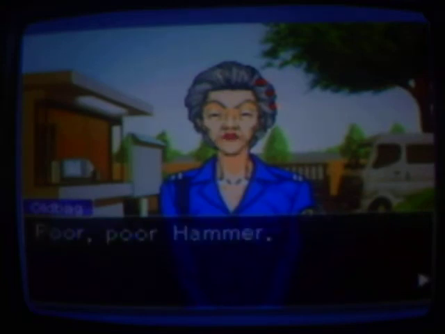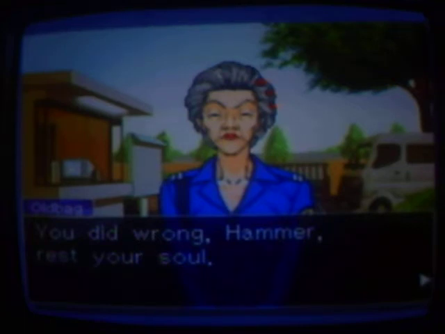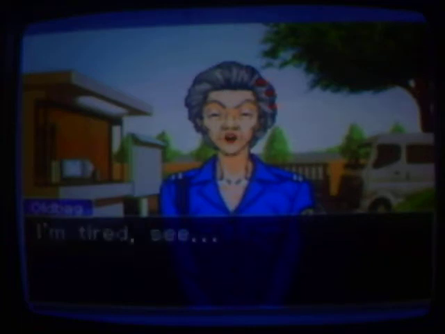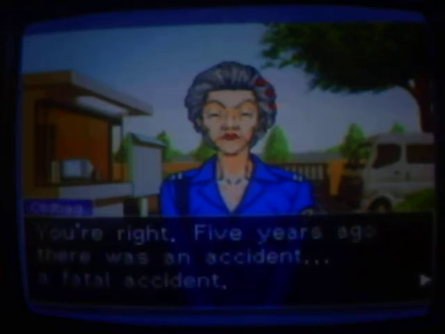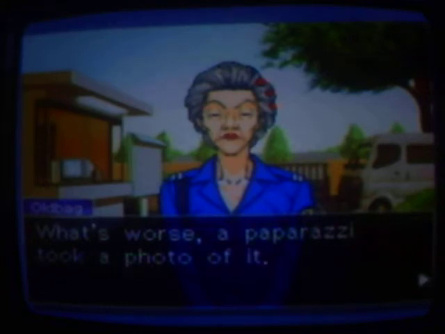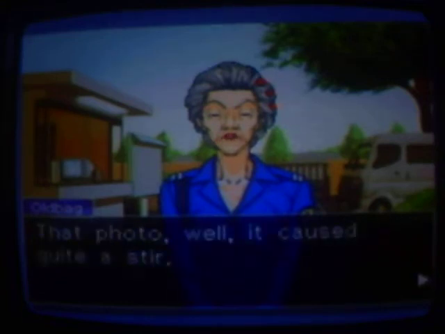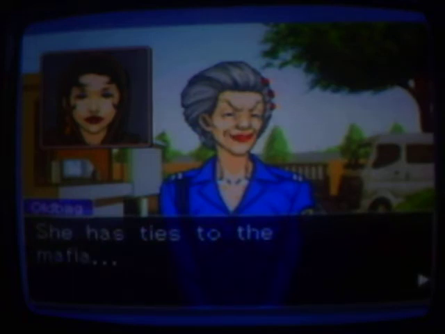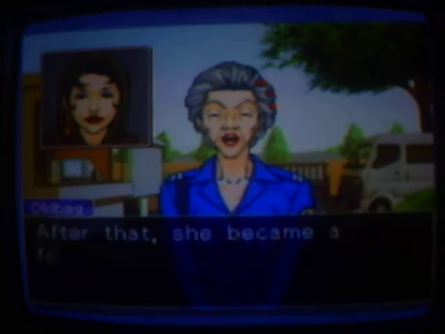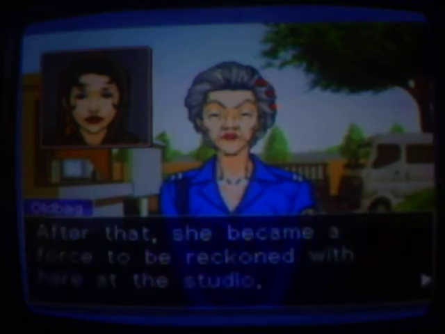I see. Poor Hammer. You did wrong, Hammer. Rest your soul. Miss Oldbag. Okay, you win. I'll talk. I'm tired. See? Tired of holding it all in. Miss Oldbag. You're right. 5 years ago, there was an accident. A fatal accident. What's worse, a paparazzi took a photo of me. That photo, well, it caused quite a stir. And guess who made it all better? Let's guess. She has ties to the mafia. She silenced that paparazzi. That was the beginning. After that, she became a force to be reckoned with here at the studio.